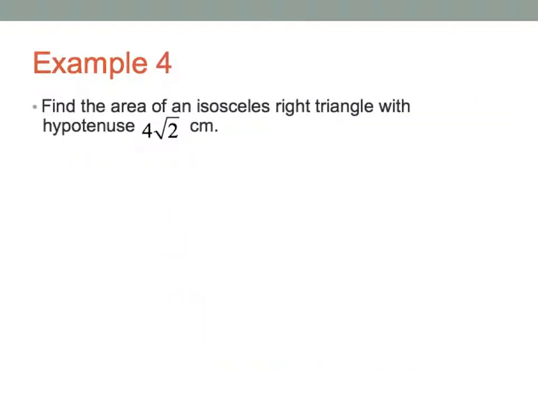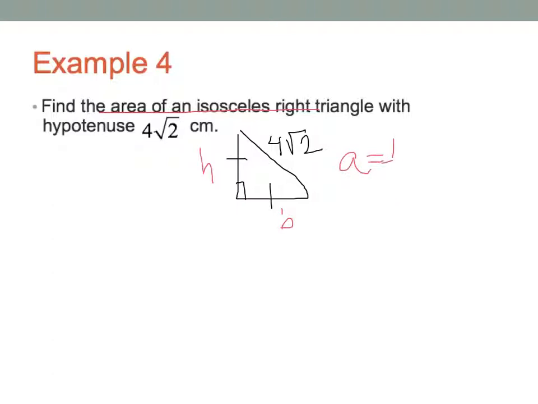And example 4, find the area of an isosceles right triangle with hypotenuse 4 root 2. Let's draw that in. Isosceles right triangle, and the hypotenuse is 4 root 2. Let's underline what they're asking me for. Find the area of the isosceles right triangle. Okay, I have my base and my height, and I know the area of a triangle is 1/2 base times height.